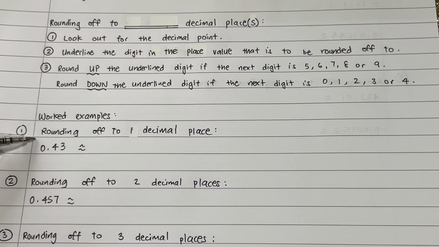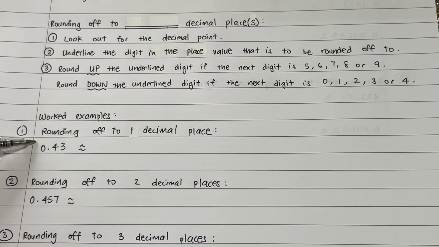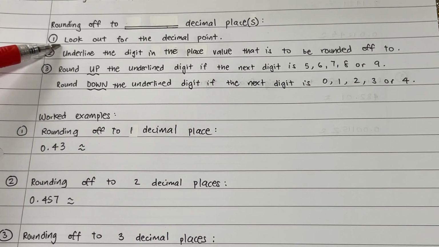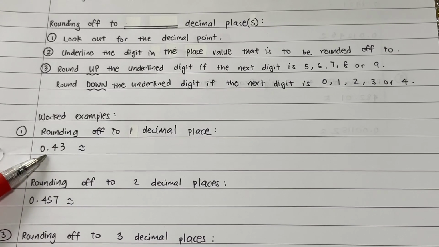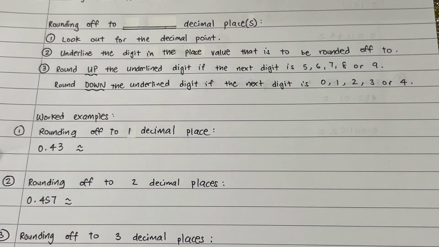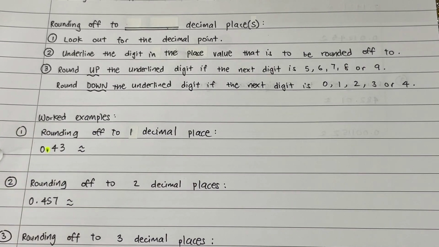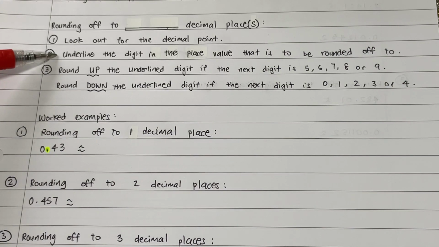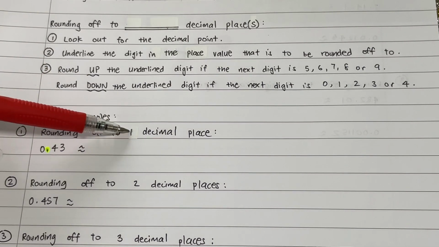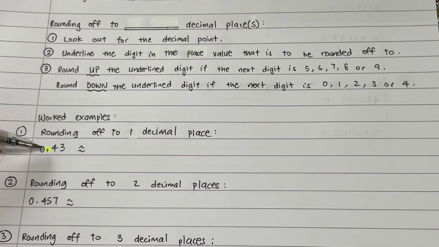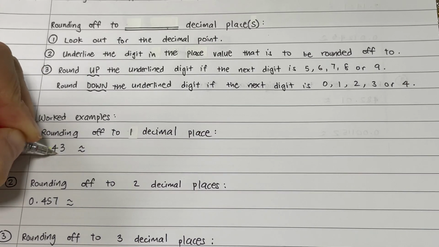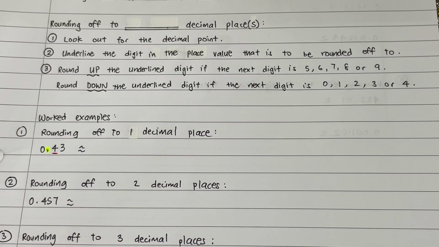So let's take a look at worked example 1. Rounding off 0.43 to 1 decimal place. First step, let's look out for the decimal point. Okay, and as you can see, the decimal point is indicated here, and that's where I will highlight it in yellow. Okay, that's the decimal point. Now, next, step 2, underline the digit in the place value that is to be rounded off to. So 1 decimal place means that after this decimal point, the next number is the first decimal place. This is what I'm going to underline.